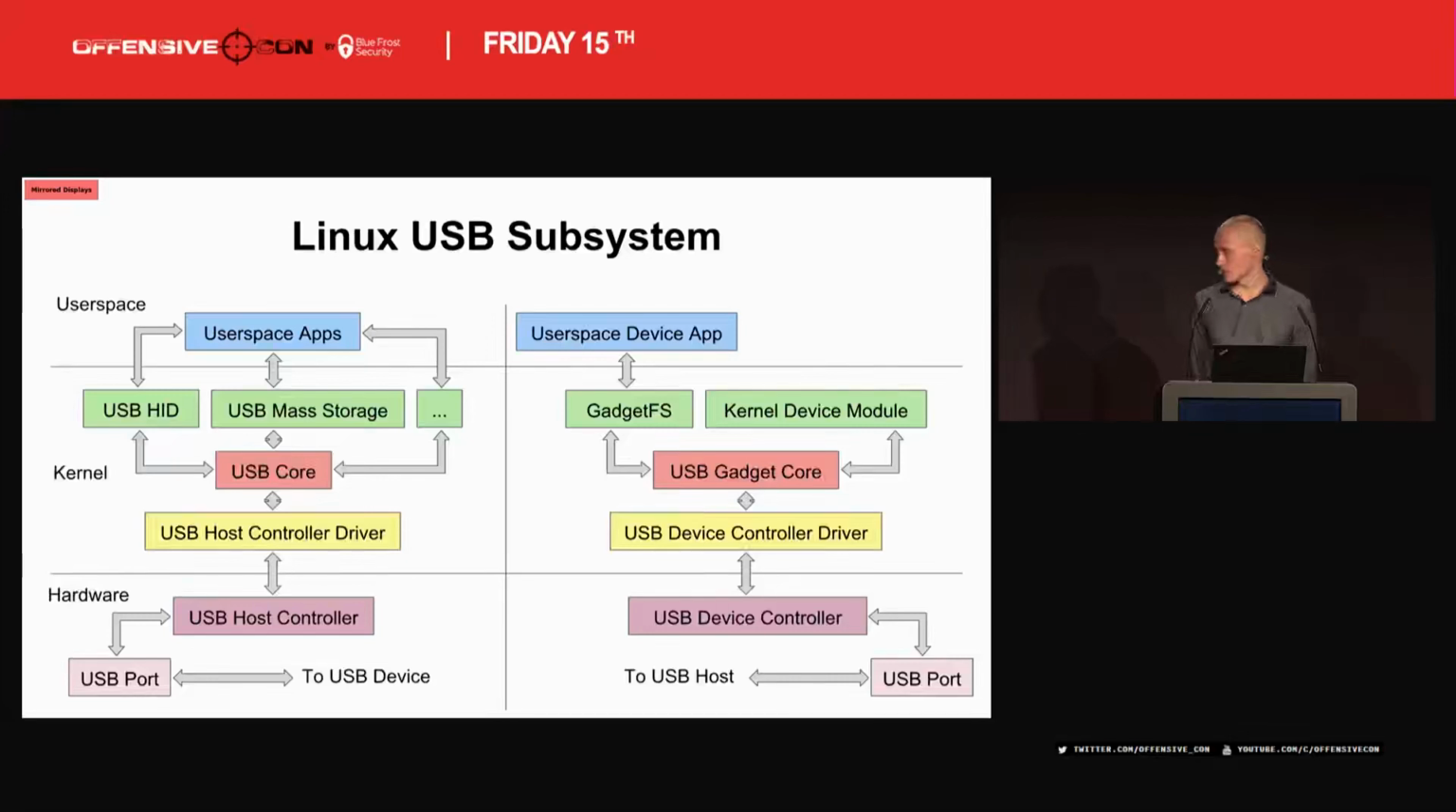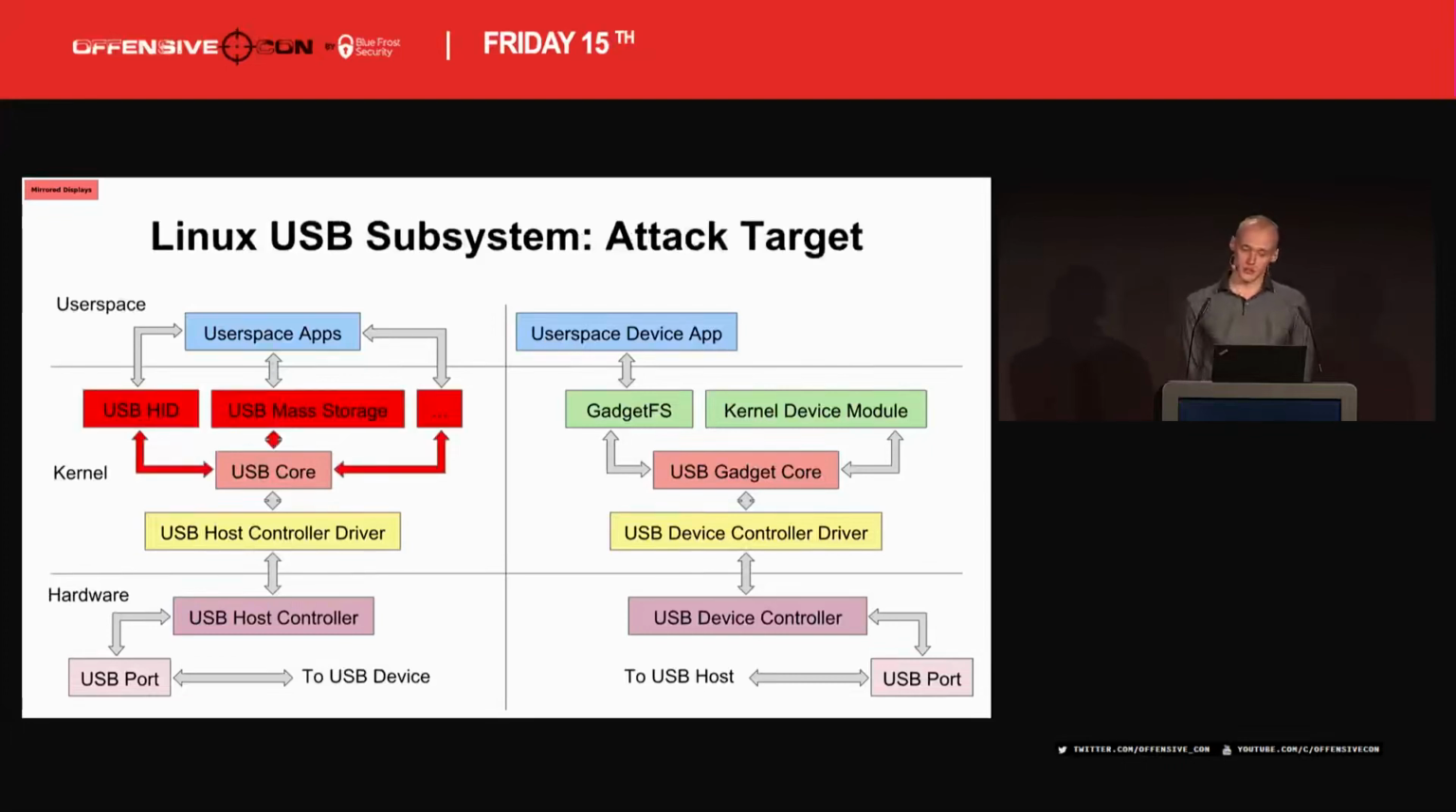So let's put the other part of the picture back in. Right now on the left we have the host USB subsystem, and on the right we have the gadget USB subsystem. And this is what we're trying to attack. We want to attack the USB core part, and we want to attack the drivers. And we want to do it from below, externally. And the question is, can we somehow do it so we don't need any hardware?